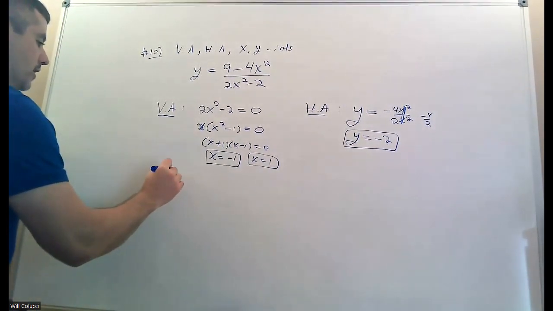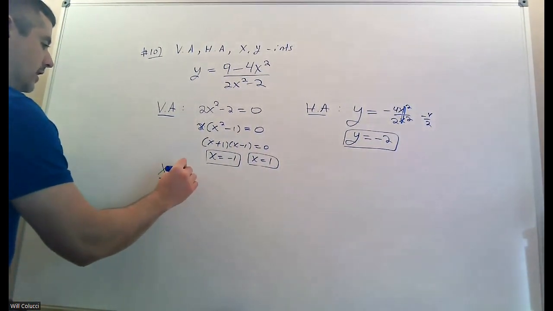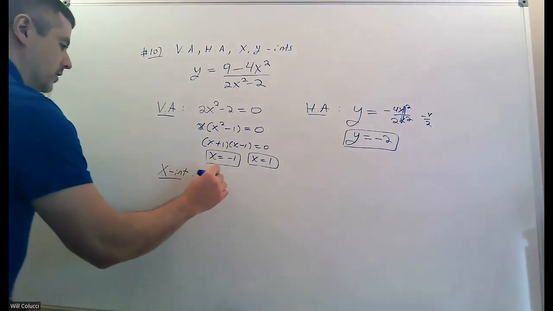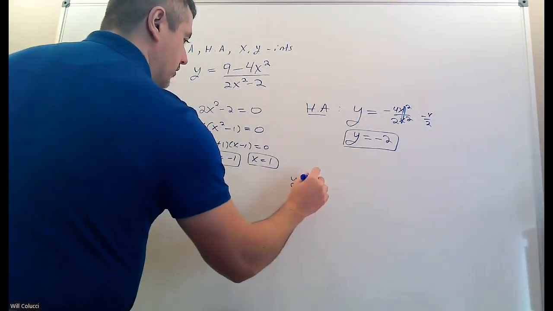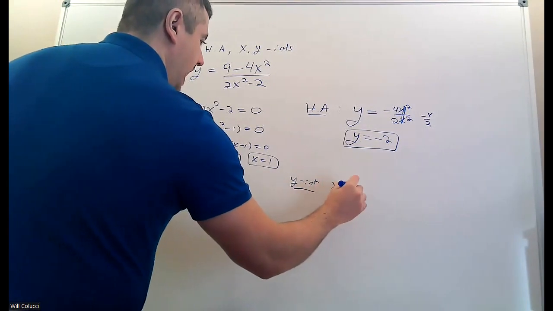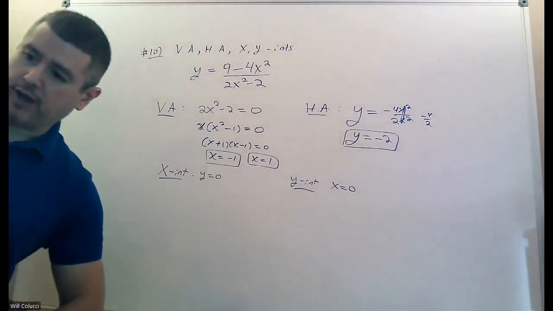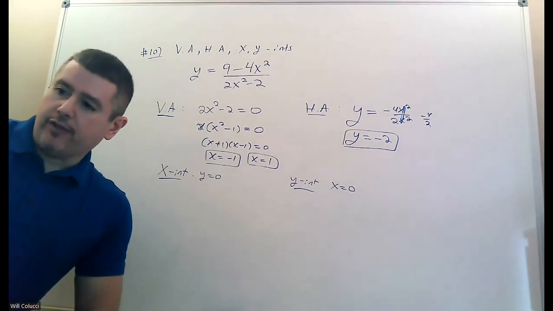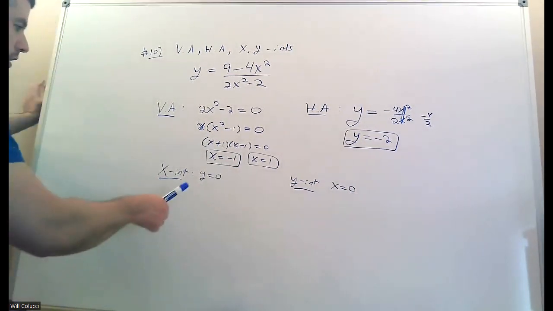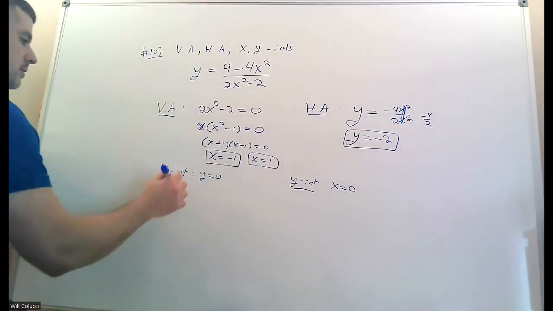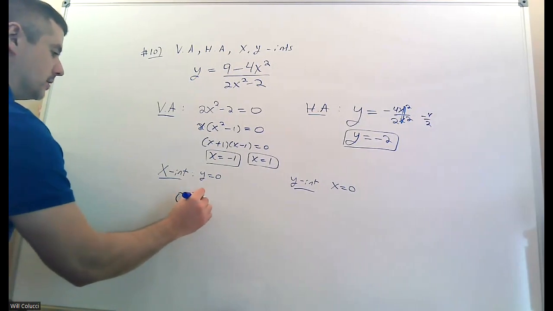Now, x-intercepts and y-intercepts, which everybody forgot in class. For the x-intercepts, you have to set y equal to 0. For the y-intercepts, you just plug in x equals 0. That's the easier one to do. That'll take 2 seconds. Now, you got to be a little careful here because you have a fraction. You're setting y equal to 0, so you put a 0 here.